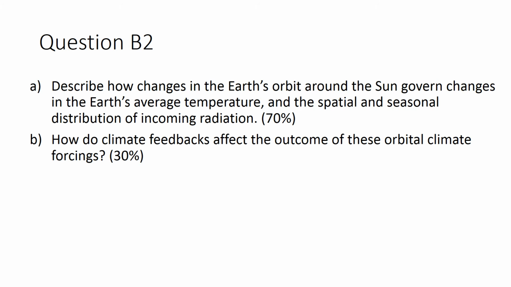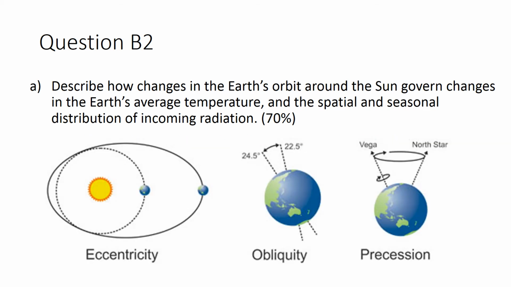Okay, so moving on to question B2. This is really a question all about the Milankovitch cycles. So the first part of the question: describe how changes in the Earth's orbit around the Sun govern changes in the Earth's average temperature and the spatial and seasonal distribution of incoming radiation.